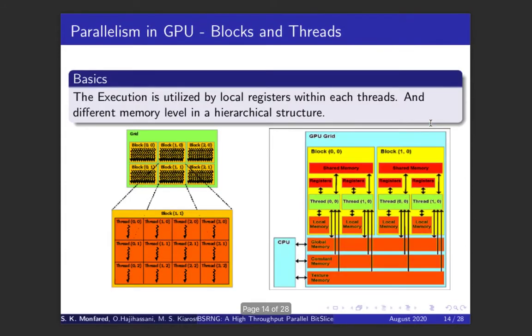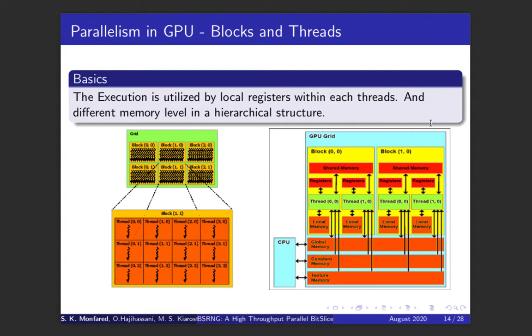Also, we have a hierarchical memory in the GPU. We have registers within each thread. We have local memory, and we have shared memory shared among all the threads in a single block. We also have global memory, constant memory, and texture memory, which are directly communicated with the CPU. By the way, this is the NVIDIA architecture. We have this hierarchical memory in the GPU to ease parallel execution.